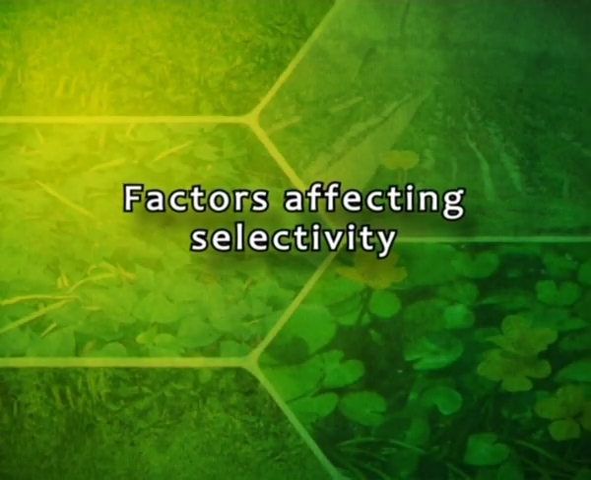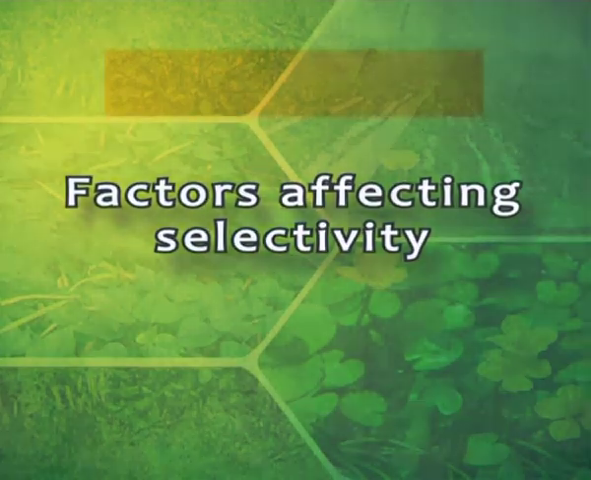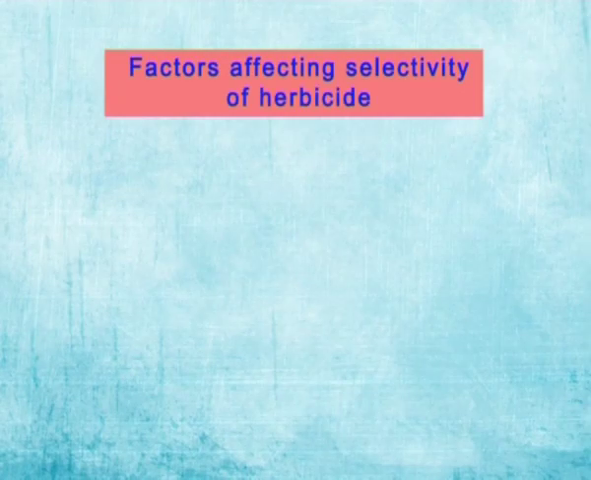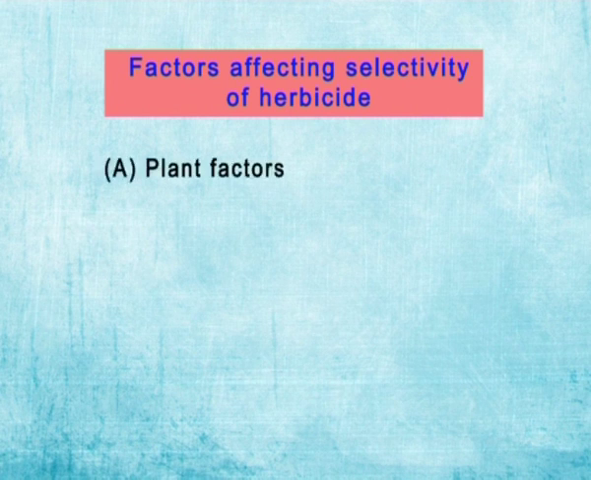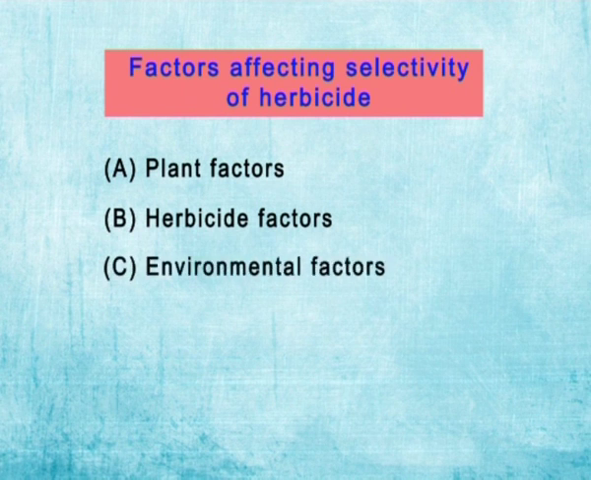Similarly, early post-emergence application of some herbicides at 15 to 20 DAS, meaning days after sowing, may result in greater selectivity than their late post-emergence application at 30 to 35 DAS in many crops. Let us now discuss factors affecting selectivity. Factors affecting selectivity of herbicide are: number A, plant factors, number B, herbicide factors, number C, environmental factors.